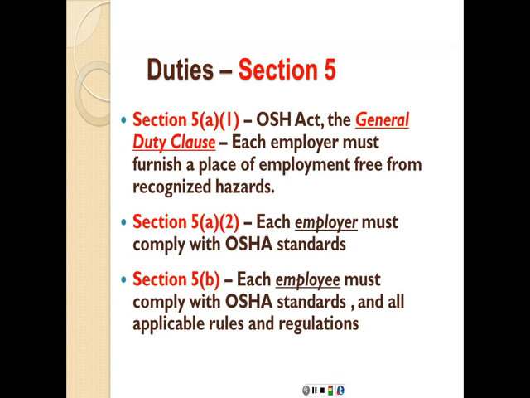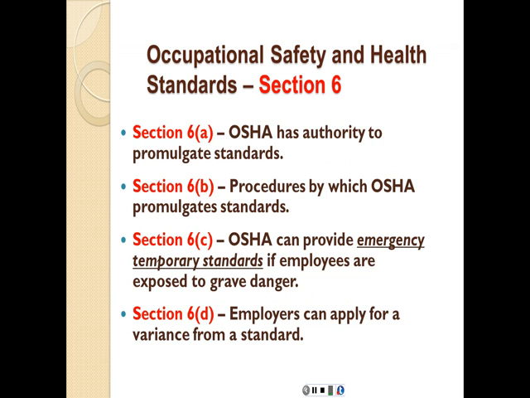Section 5A2 says that each employer must comply with OSHA standards, and Section 5B says that each employee must comply with OSHA standards and all applicable rules and regulations. So it's a dual responsibility between the employer and the employee. The employer has to provide a place of work that's free from any hazards, and the employee also has to comply with the law and with the directives of the employer to maintain that workplace safe from any hazards or unnecessary risks, of course.